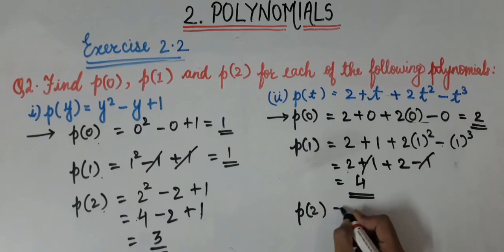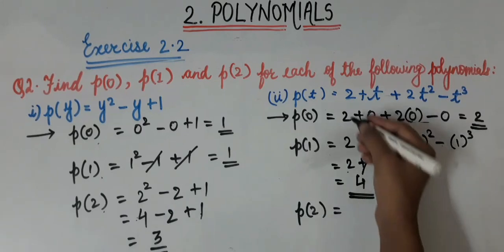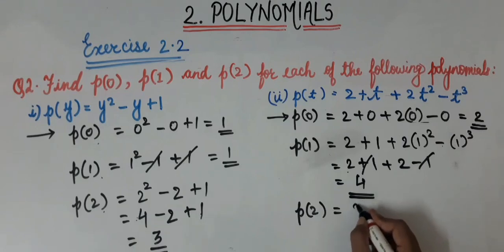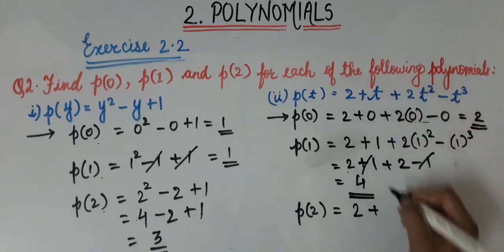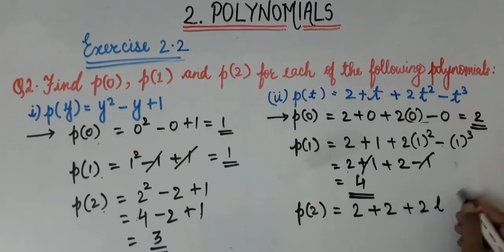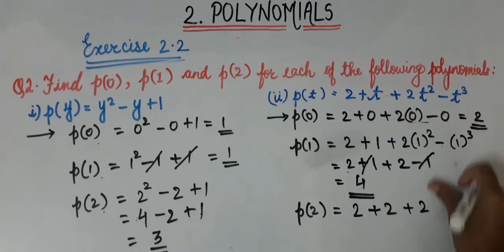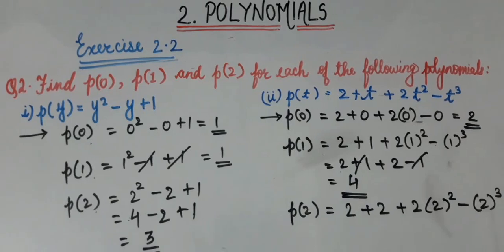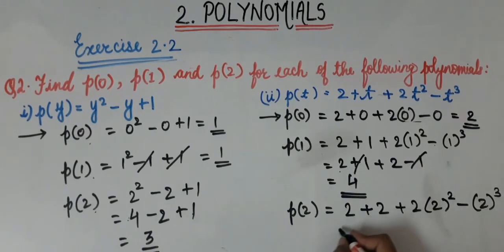So P of 2 will be equal to, replace T everywhere by 2. So it will be 2 as it is, plus T, T is your 2, plus 2T square. T is replaced with 2, so 2 square, minus 2 cube. Minus 2 cube. Now solve for it.